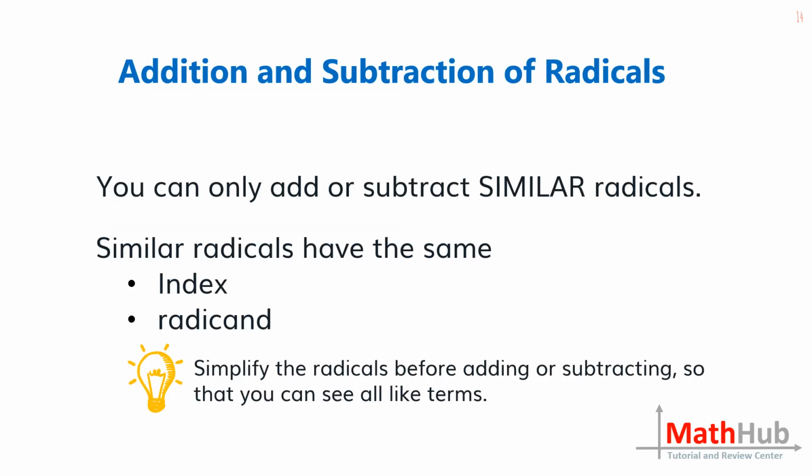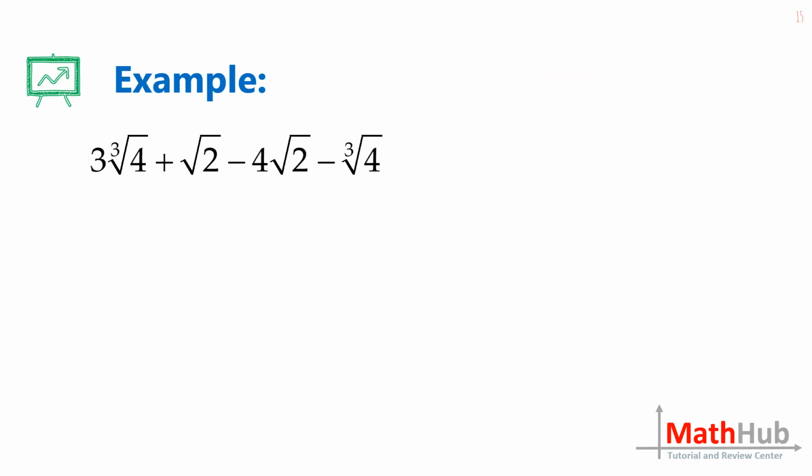Alright, so for addition and subtraction of radicals, take note that you can only add or subtract similar radicals. Similar radicals are those that have the same index and radicand. Now, sometimes you will be given terms wherein at first it seems as if they are not similar. So what you need to do is to simplify the radicals first so that you will be able to see all the similar radicals. Now, this is a very easy example.